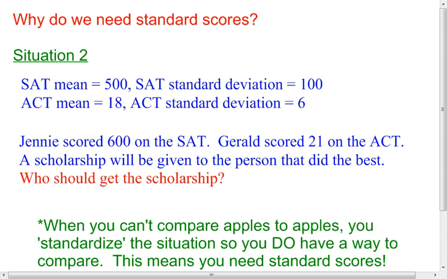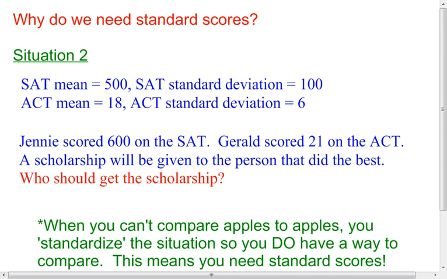Here's another situation. I have two people, one that took the SAT and one that took the ACT. Jenny scored 600, which is certainly better than average on her test. Gerald scored 21, which is again better than average on his test. Okay, and I have to award a scholarship, and I'm going to give the scholarship to the person that did the best, and I want to know who should I give it to. Well, I don't know. They took different tests. So the question is, who did better on their test?